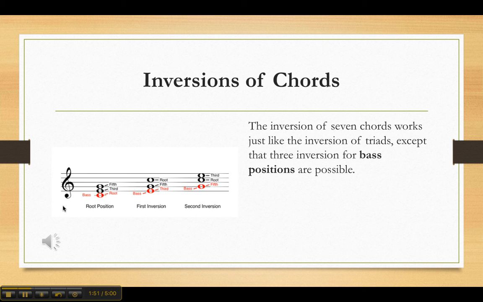If you remember the triad inversions, root, first and second inversions, as you see on the left side of my presentation, you see a C major chord in root position, beautifully aligned. In the first inversion, you see the bass of the chord on the bottom in red and the root of the chord on top. On the second inversion, you're going to see the fifth of the chord as the bass and the root in the middle. The inversion of 7th chords works just like the inversion of triads, except that three inversions for bass positions are possible.